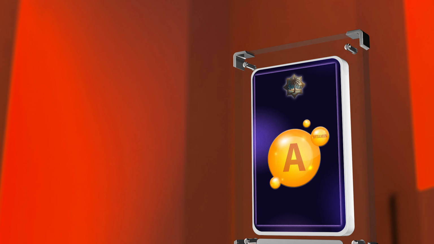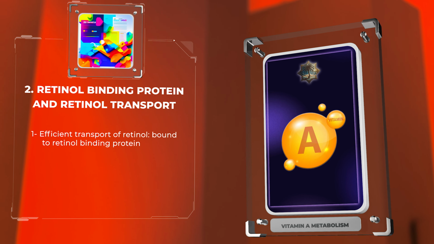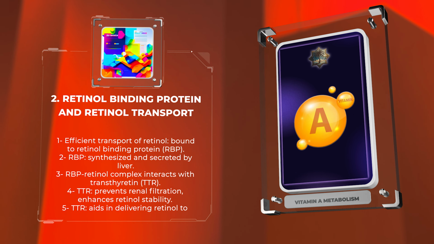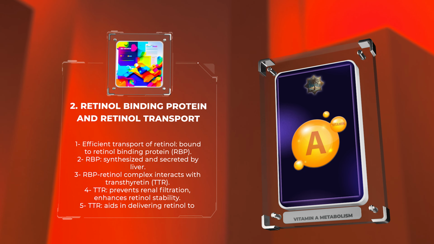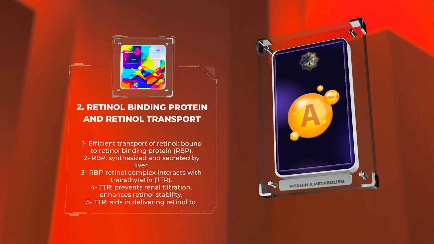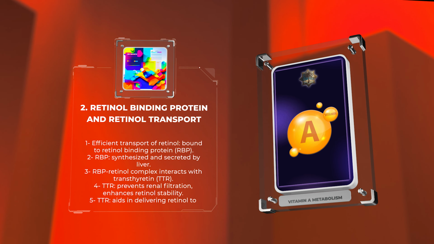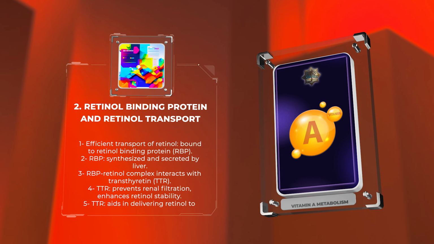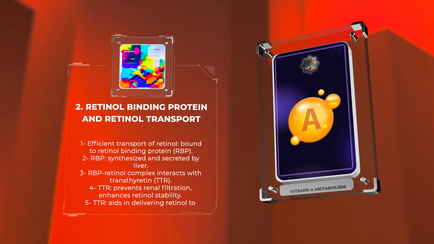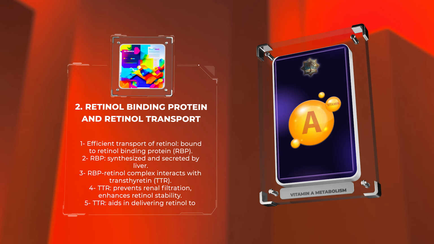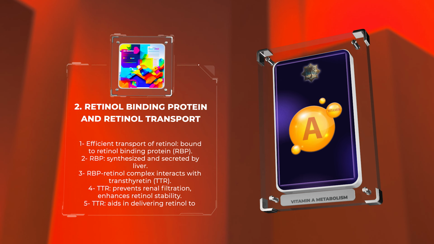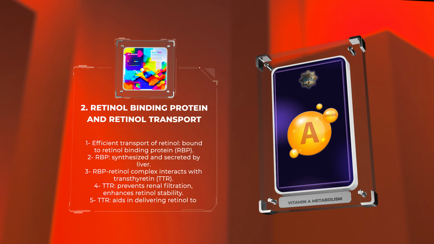To ensure efficient transport of retinol in the bloodstream, it must be bound to retinol binding protein, RBP, in a tightly regulated manner. RBP is synthesized and secreted by the liver, where it forms a stable complex with retinol. The RBP retinol complex interacts with transthyretin, TTR, which prevents renal filtration and enhances retinol stability. TTR also aids in delivering retinol to target tissues, where it can be released and taken up by specific cell surface receptors.